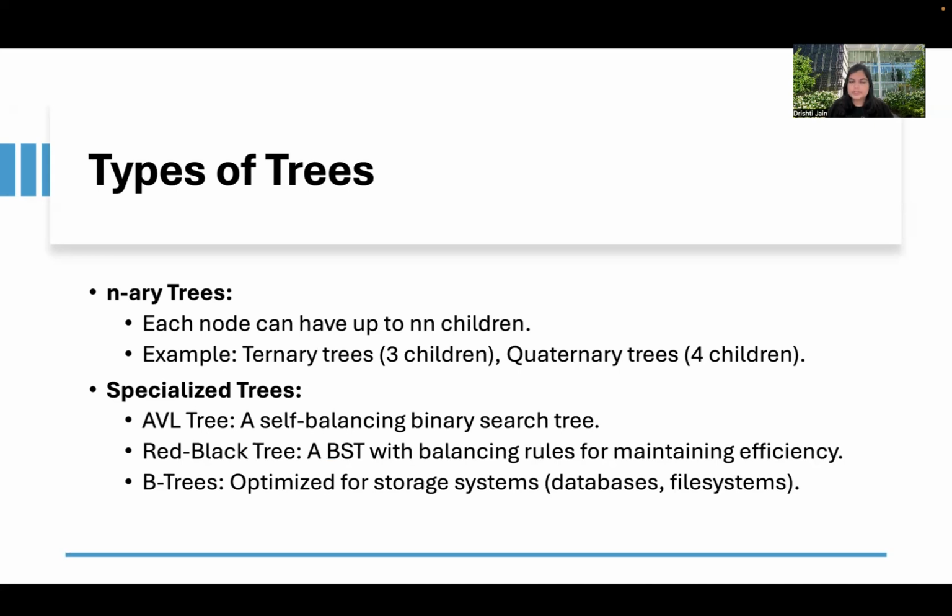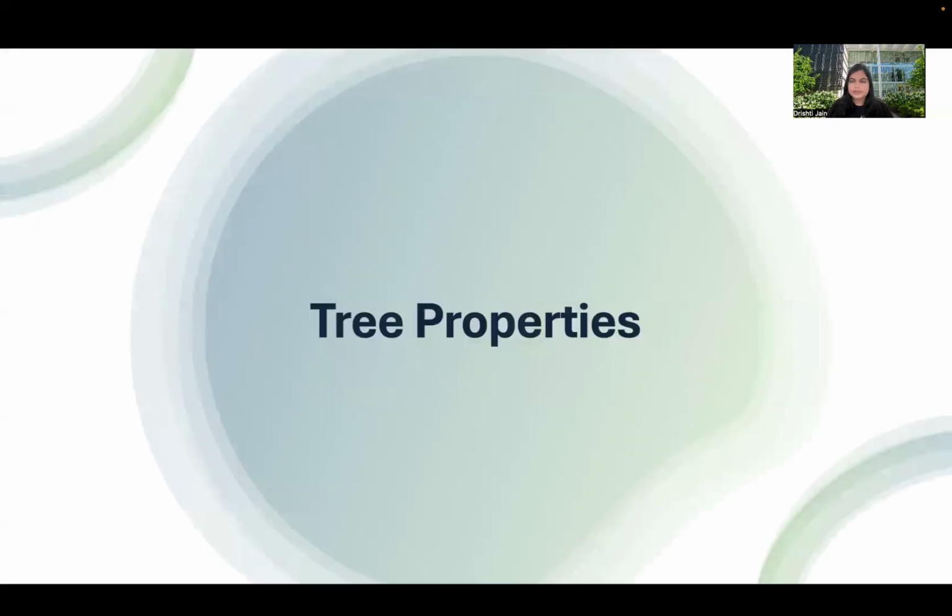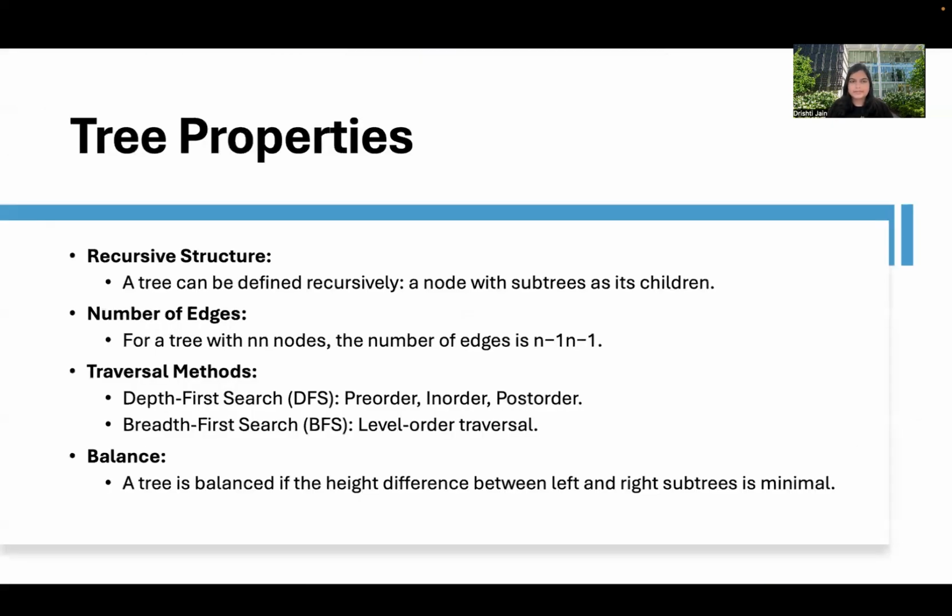There are also a few specialized trees like AVL, which is a self-balancing binary search tree. A red-black tree is a binary search tree with balancing rules for maintaining efficiency, and B trees, which are optimized for storage systems like databases and file systems. Let's look at a few tree properties.